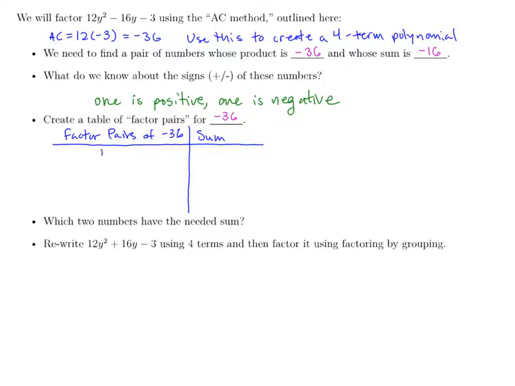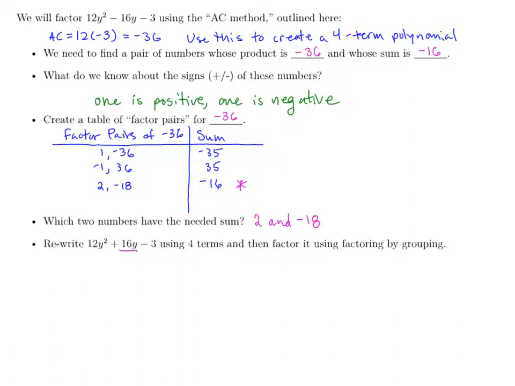We could have 1 and negative 36. That would give us a sum of negative 35. We could also have negative 1 and positive 36, which would give us a sum of positive 35. We could have 2 and negative 18, which would give us a sum of negative 16. And that's actually the one we want. So at this point, we don't need to continue that table of factor pairs. There certainly are more, but at this point we have the 2 that we need. So which two numbers have the needed sum? 2 and negative 18. So we'll use those to rewrite this 16y as 2y minus 18y.